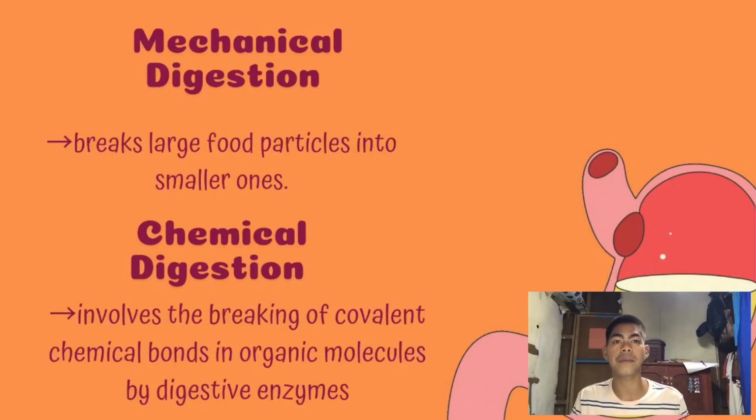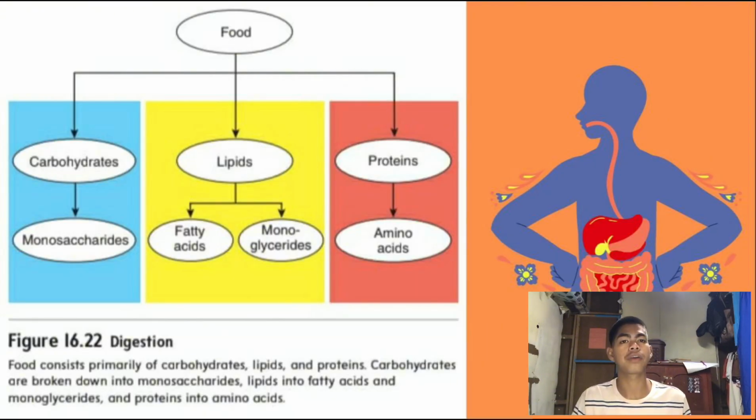Next we have chemical digestion. It happens when enzymes and digestive juices break down food molecules into nutrients. For example, in the stomach, acids and enzymes help break down proteins into smaller parts that our body can absorb.